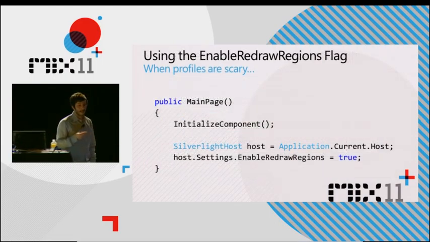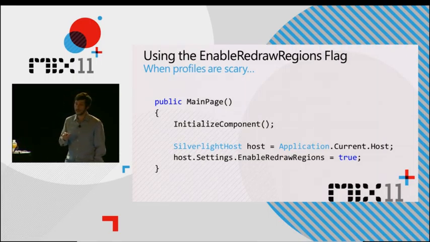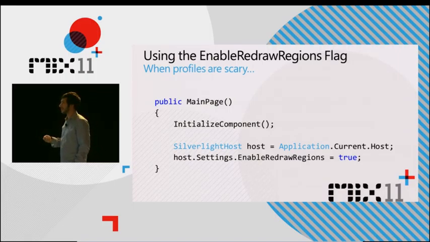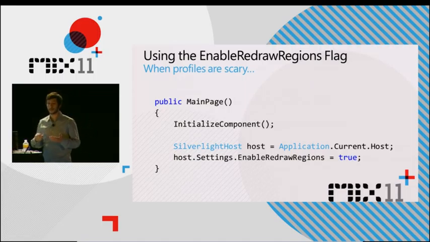Anticipating this, we added a feature directly in the Silverlight runtime called EnableRedrawRegions. You can basically get the Silverlight host, and in the settings set EnableRedrawRegions equals true. Every time the screen's updated, we're going to tint the region of the screen that's been updated a different color. And as you'll see in a second, this gives you the ability to see what's changing on screen, even if it's not necessarily at the top of the UI, even if it's not visible.